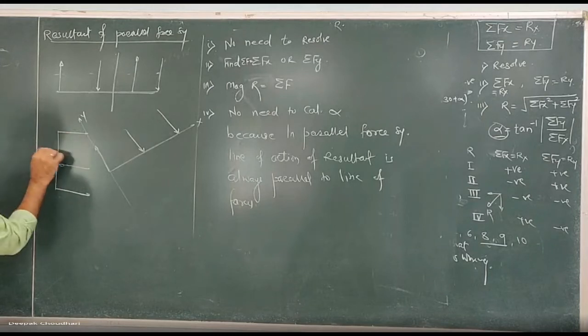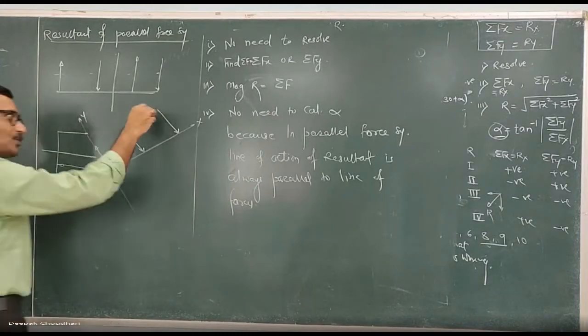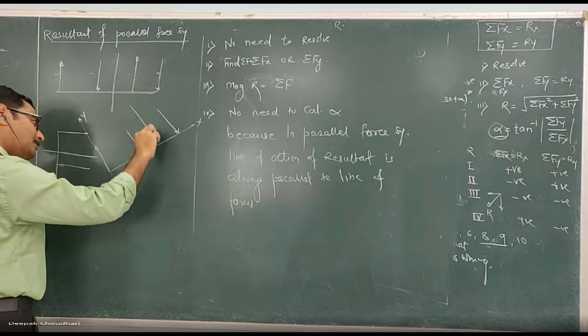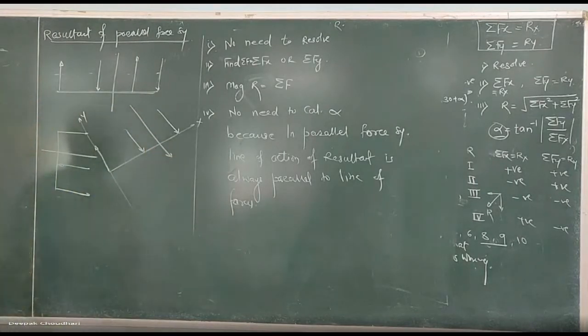If the forces are horizontal, the resultant will be horizontal. If all forces are inclined but parallel, then the line of action of the resultant will be parallel to the line of action of the forces. And that's why there is no need to calculate the alpha. You can directly predict that alpha.